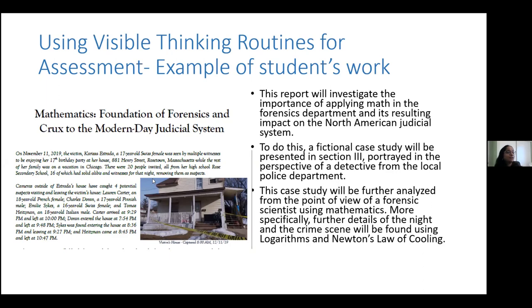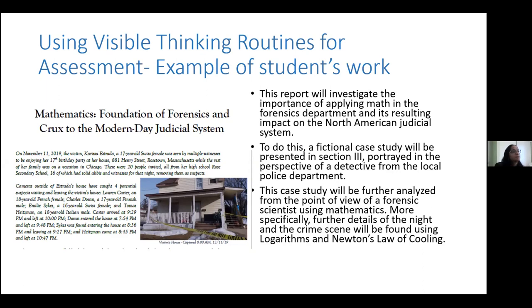What she's tried to do is create a case study where she's using logarithms and Newton's law of cooling to suggest who could have been the murderer, based on the time at which they were last seen with the victim and the temperature change in the body.